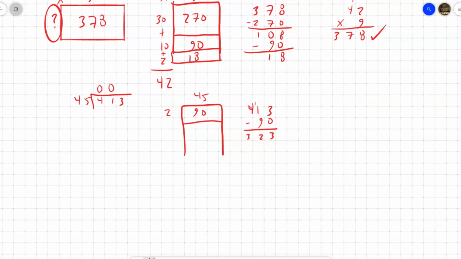Alright, I know I can fit another 90 in there. I know I could fit 180 in there. So let me do that. 45 times 4 is 180. So there's another piece. Not all of it, but a bigger chunk.